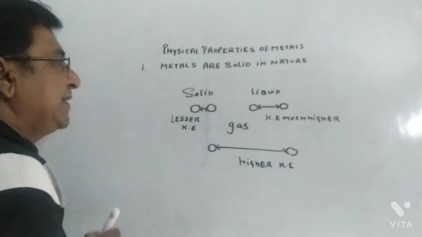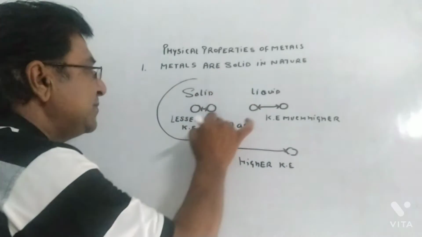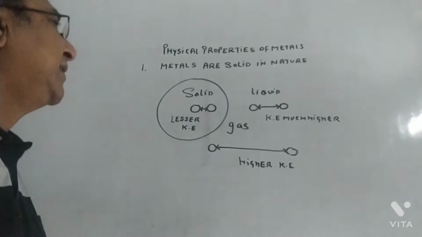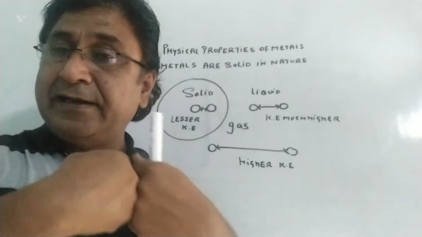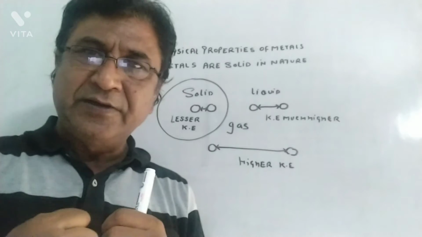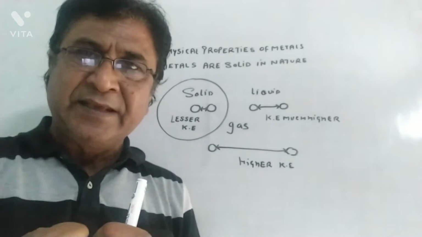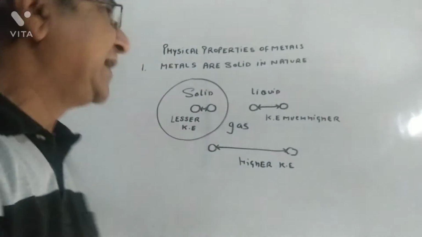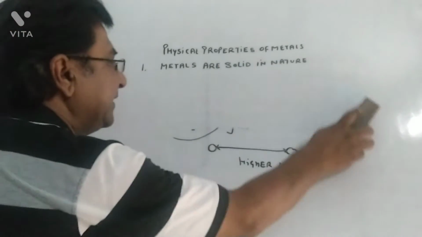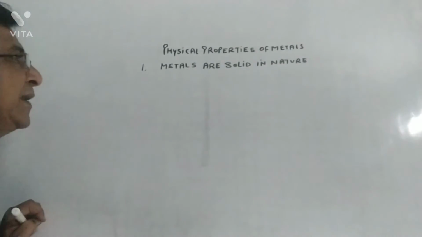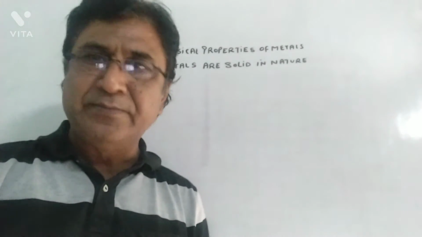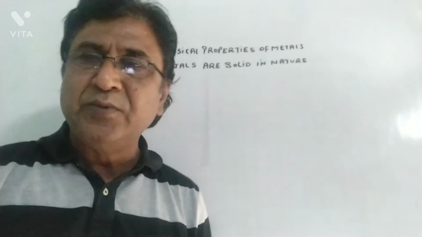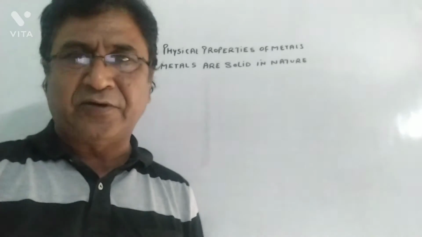Now, if we have understood this basis and we are saying metals are solid in nature, that simply means the atoms of the solid are very close to each other. They have lesser kinetic energy and higher atomic strength between them. So, because of that, metals are solid in nature. Remember that, okay? Metals are solid, but there is an exception, that is called mercury. Mercury is the metal which is available in the liquid form.